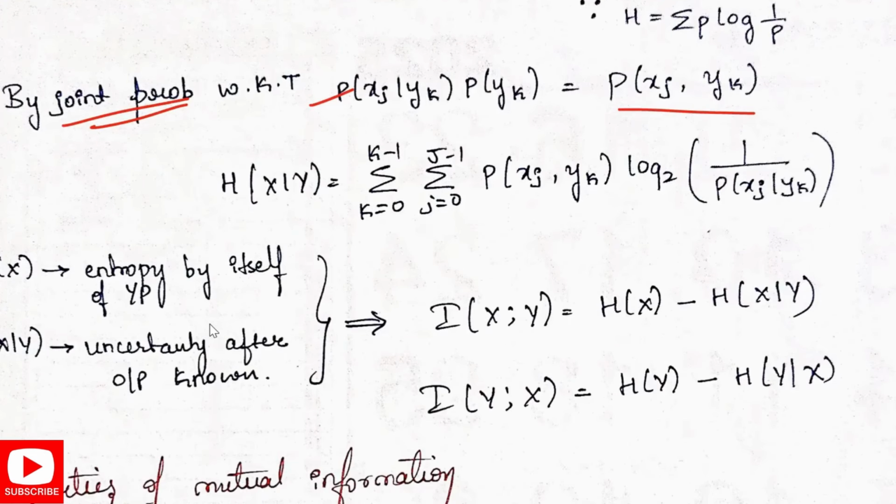So here H of x is what? Entropy by itself of the input. H of x given yk means uncertainty after the output is known. So you can write I of x comma y is equal to H of x minus H of x given y. I of y comma x is equal to H of y minus H of y given x. So this is how you derive the mutual information.